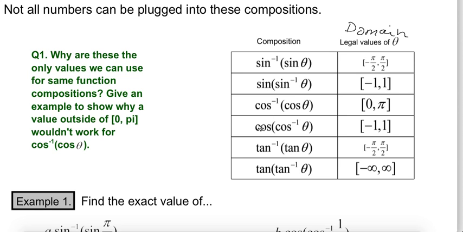And in order to help you think through that, I want you to work with a specific example. I want you to pick a value outside of 0 to pi and plug that into arc cosine of cosine and see what happens. So pick a value, negative pi over 2 or 3 pi over 2. Figure out why one of those values doesn't work. And then from that example, try and explain to me the first part of this question.